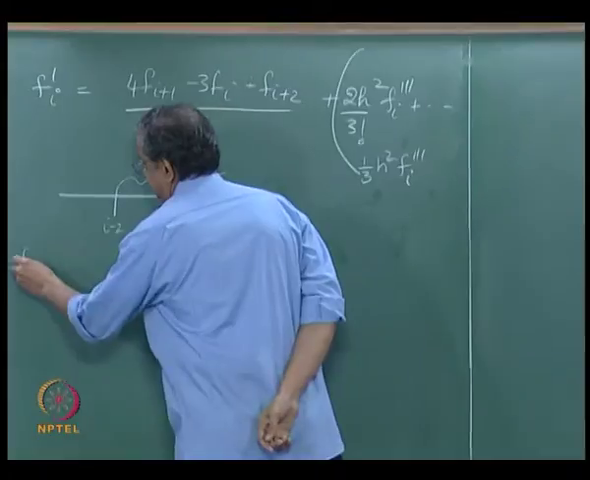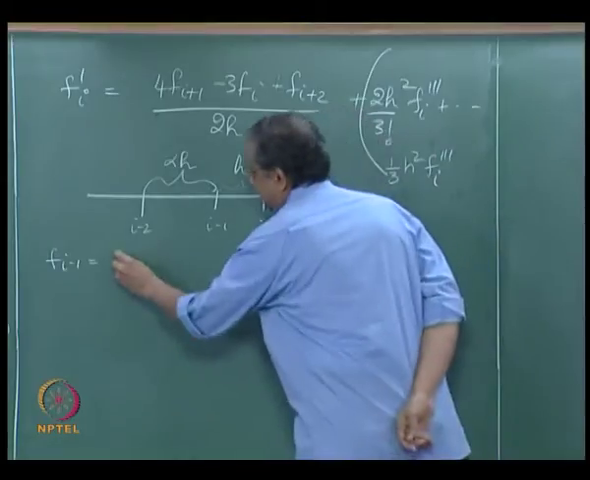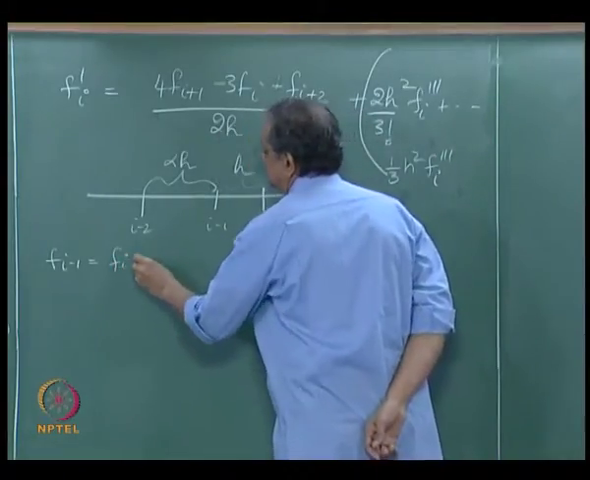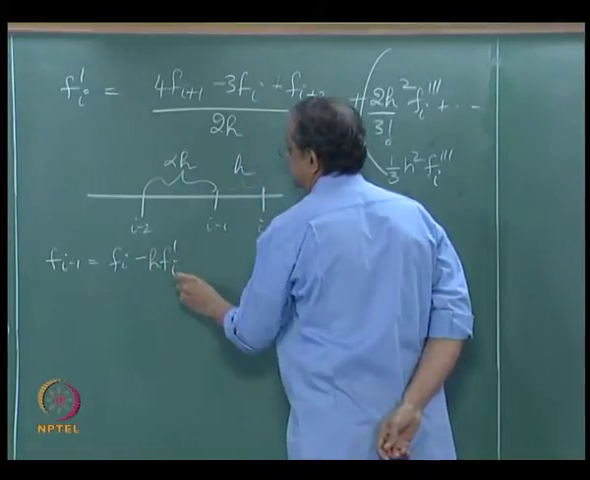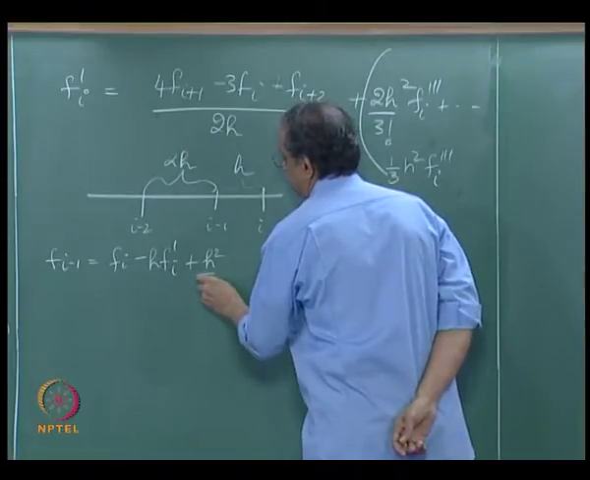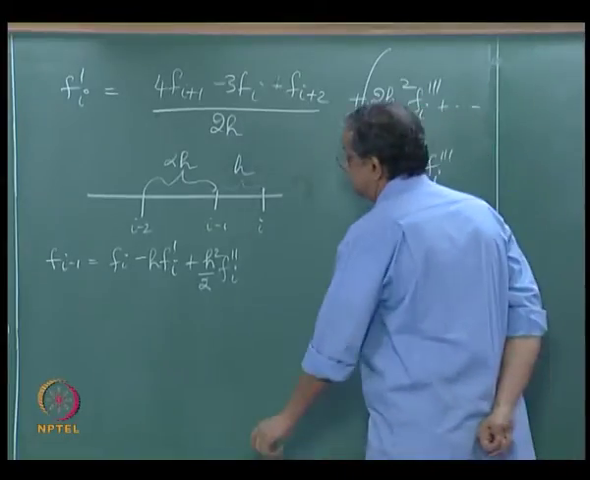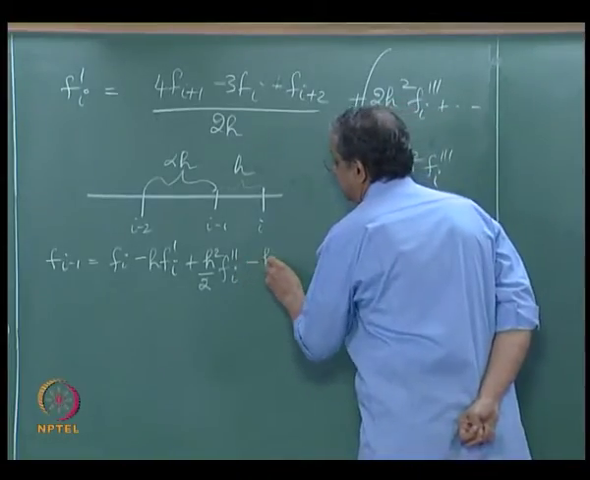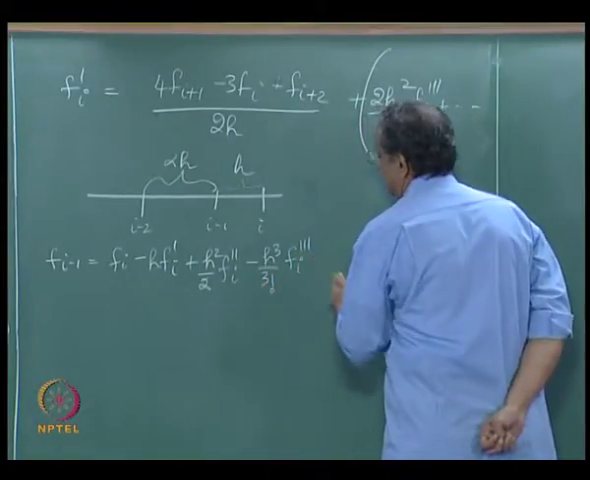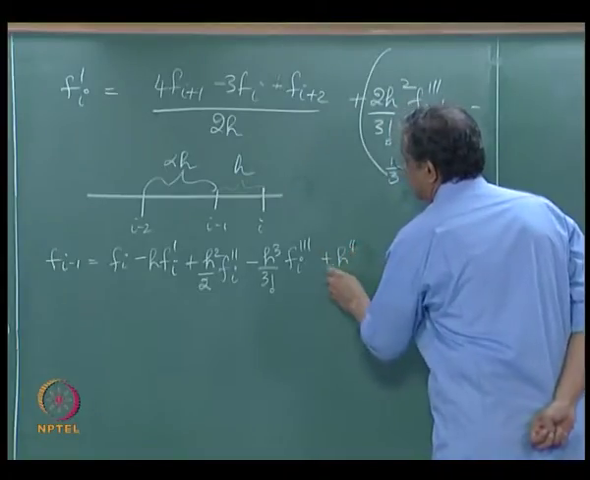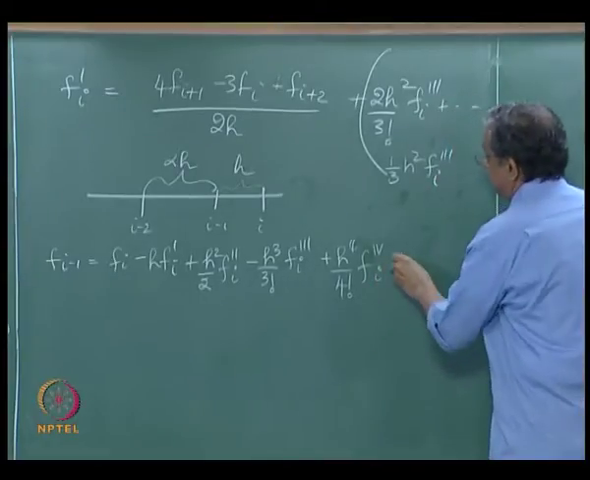So what do we have? F at I minus 1 is f at I minus h times f prime at I plus h squared by 2 factorial, second derivative at I, minus h cubed by 3 factorial f triple prime at I plus h to the 4th by 4 factorial, the fourth derivative at I, and so on.